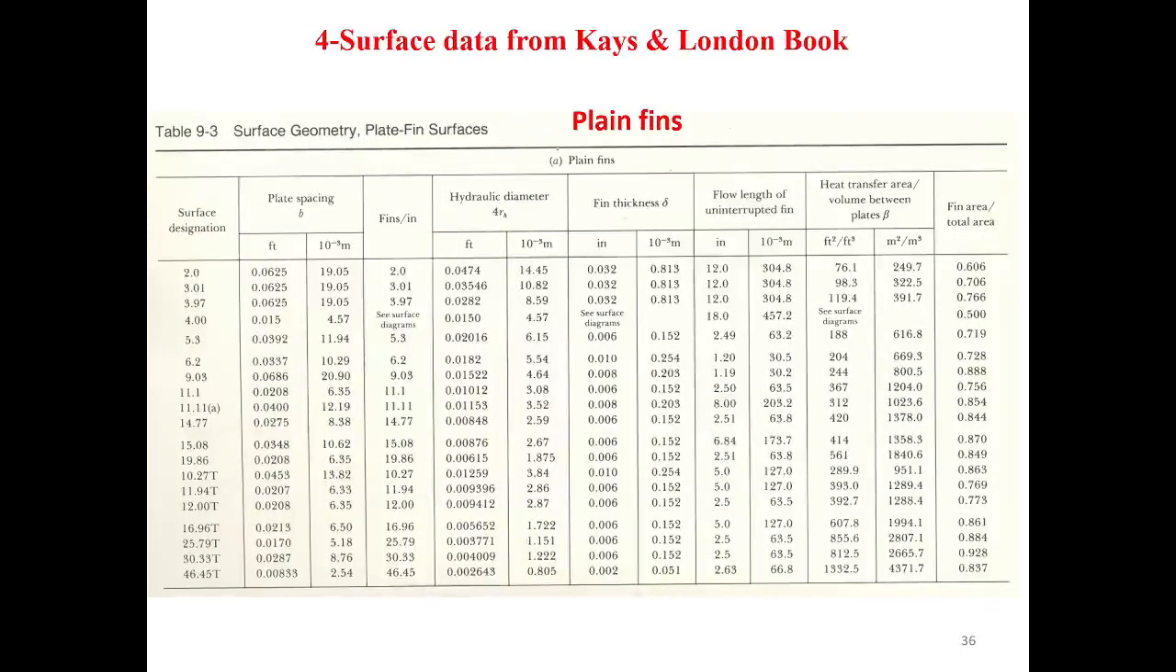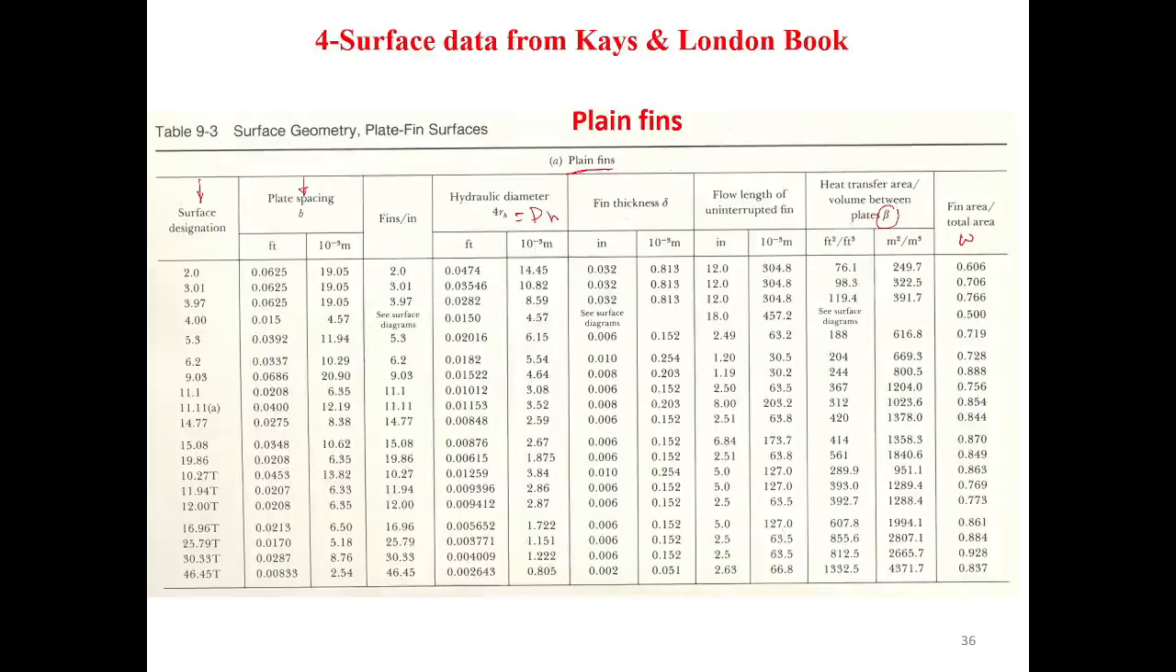fins, starting with A, which is a plain fin. It gives you the surface designation in the first column, and then the spacing for that particular surface, the hydraulic diameter, which is written here as 4rh, the fin thickness, the flow length of uninterrupted fin, beta, which was defined before as the heat transfer area between the plates divided by the volume between the plates, and omega. Omega is the fin area divided by the heat transfer area.